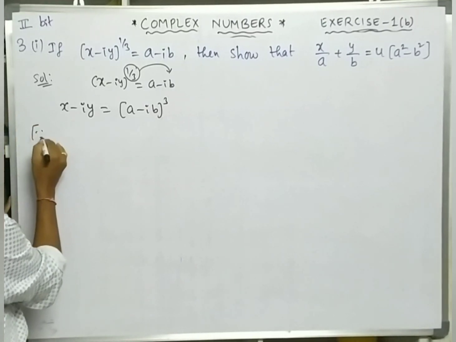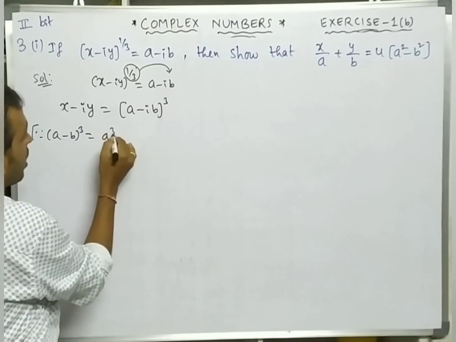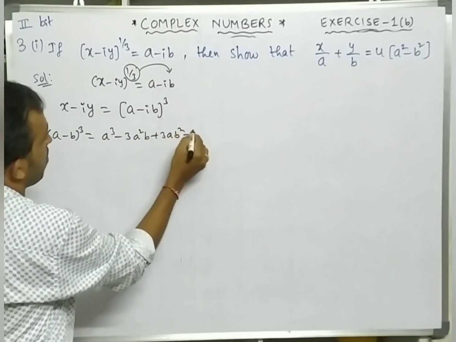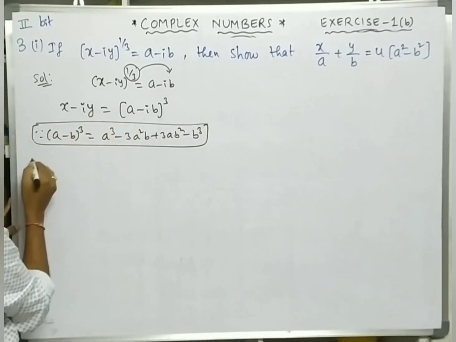So what is the formula for a minus b whole cube? Here expand it. The formula is a cube minus 3a square b plus 3ab square minus b cube. This is the formula for a minus b whole cube. Now expand it.